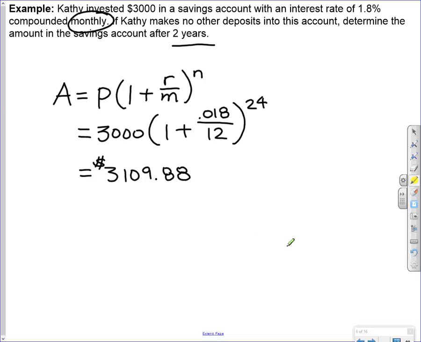The next example says Kathy invested $3,000 in a savings account with an interest rate of 1.8% compounded monthly. If Kathy makes no other deposits into this account, determine the amount in the savings account after 2 years. So here's our formula. We're going to plug in 3,000 for the principal times 1 plus 0.018, that's for our 1.8%, divided by 12 because it's compounded monthly. And then it's in there for 2 years, so how many months are there in 2 years? 24. So we raise it to the power of 24, and we get this answer, 3109.88.